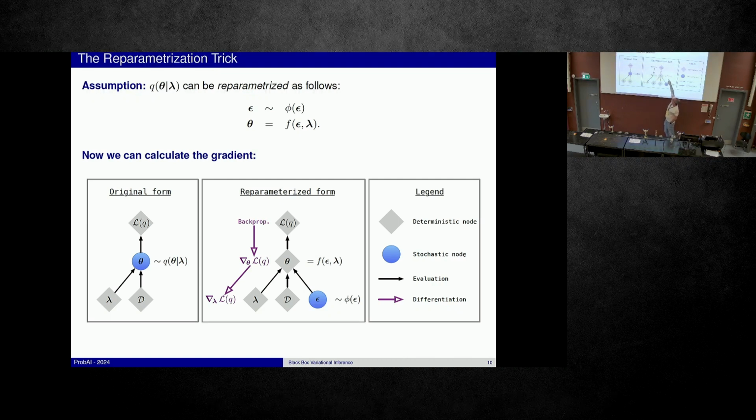And now the backprop is going through theta without any issue, and we get back to where we want to be. We can calculate the gradient of the ELBO with respect to the parameterization of the Q distribution that we have here. So this is how it's helpful to do this reparameterization trick.